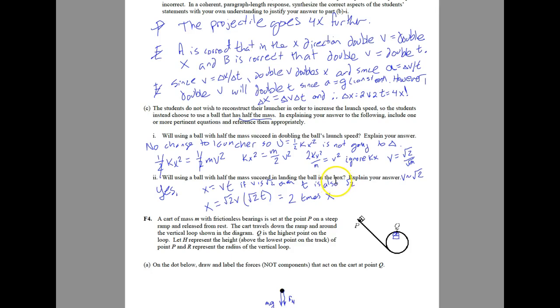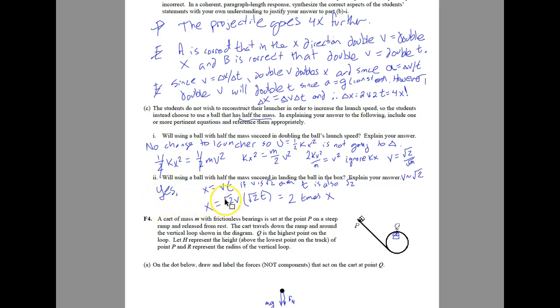Okay, and so your answer to this one is absolutely yes. So your answer to I is no. And then if you don't change the launcher, you can't change this, which means that you end up getting a velocity that is proportional to the square root of 2. Okay, so that's what happens to your velocity.